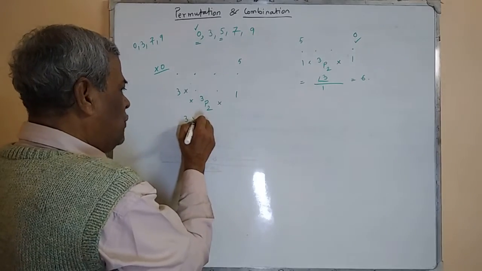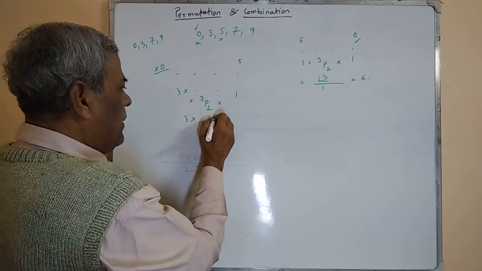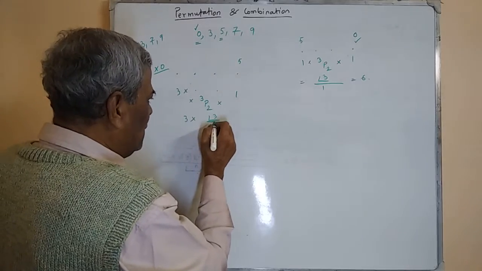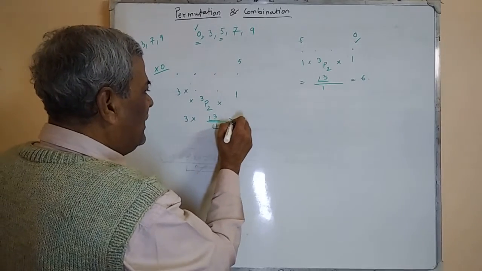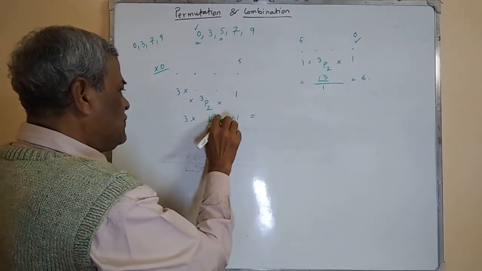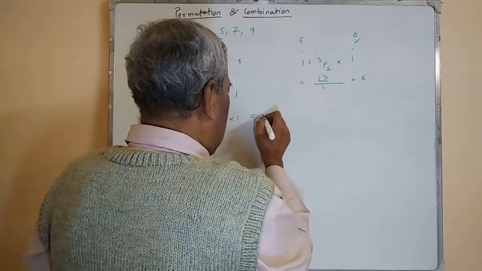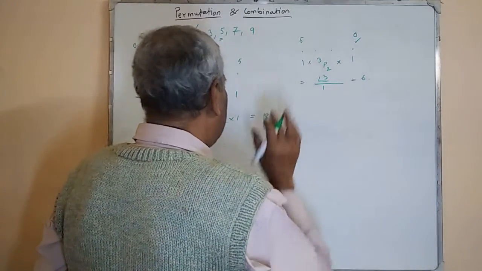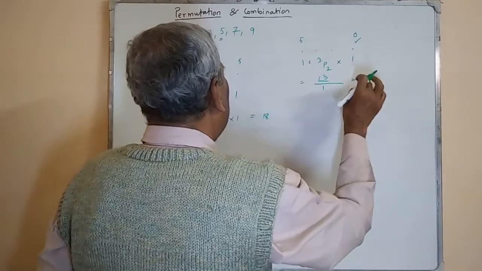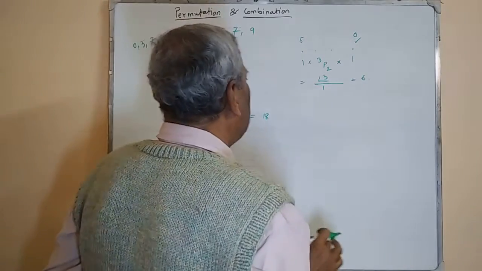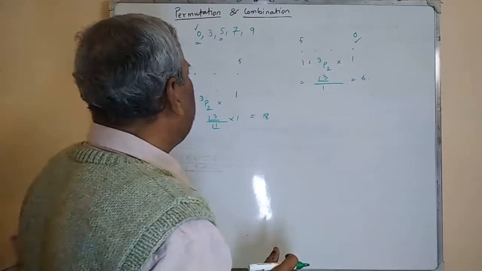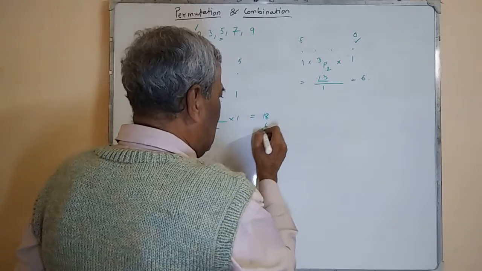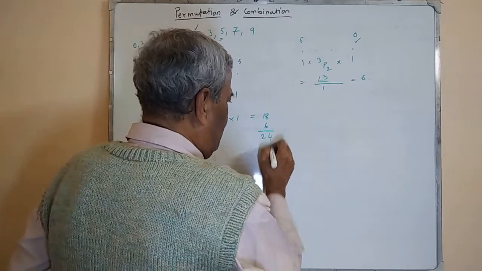So 3 into factorial 3 by factorial 3 minus 2, factorial 1, into 1. That is 6 into 3, 18. So for case 1, we can fill the position in 6 ways, and for case 2, this can be completed in 18. So the total answer is 24.